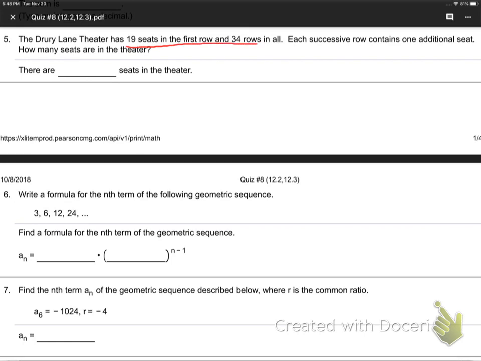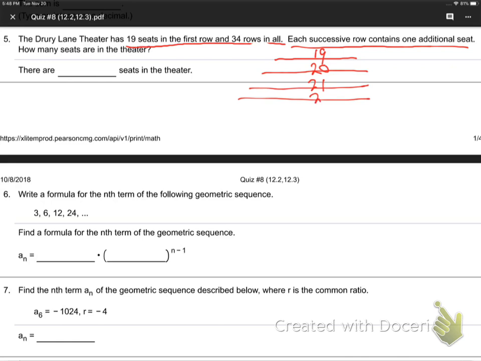19 seats in the first row, 34 rows in all. Each successive row contains one additional seat. So what are they talking about? They mean like the first row has 19 seats. The next row has 19 seats, the next row has 20, the next row has 21, the next row's got 22, the next row's got 23, etc. It's like pyramid seating. It gets wider and wider. One more seat. Now, how many rows?